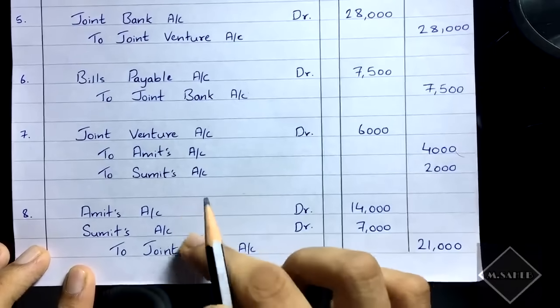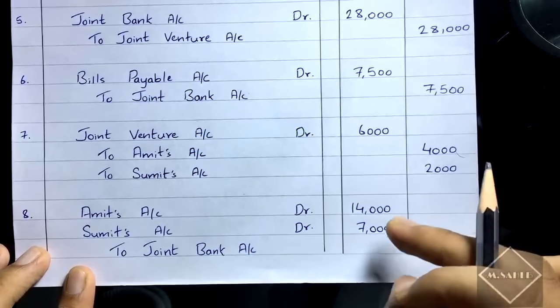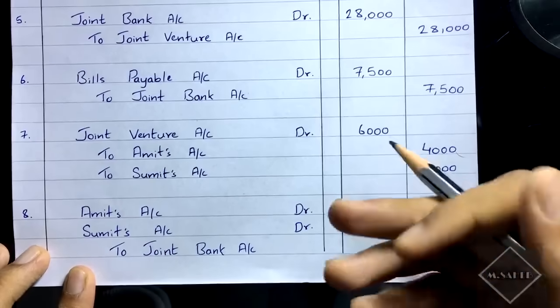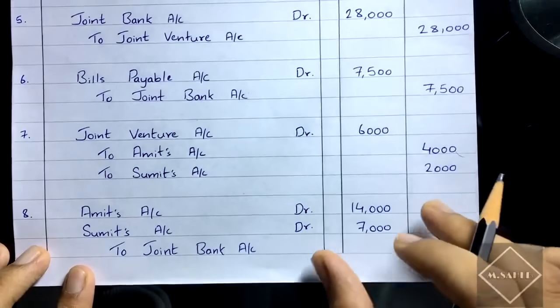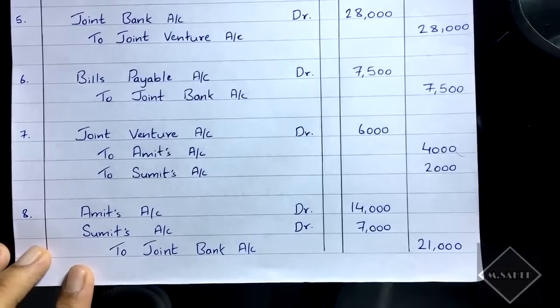You have to find out the balance in the co-venturers' account. And if they are going to receive the money, then you have to give to them. If they are going to make the payment, then you have to take the money from them. Okay. So this is how you pass the entry. All right. This was easy, right? Okay, now let's see the ledger accounts.